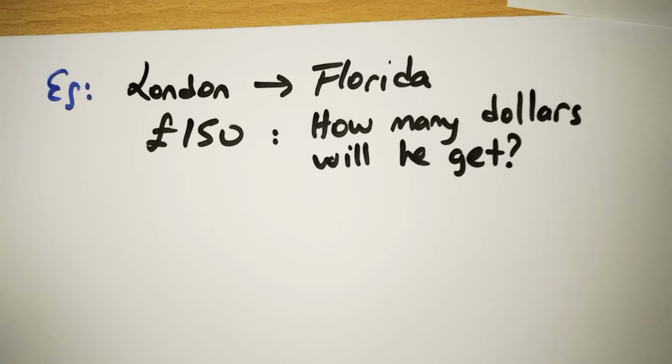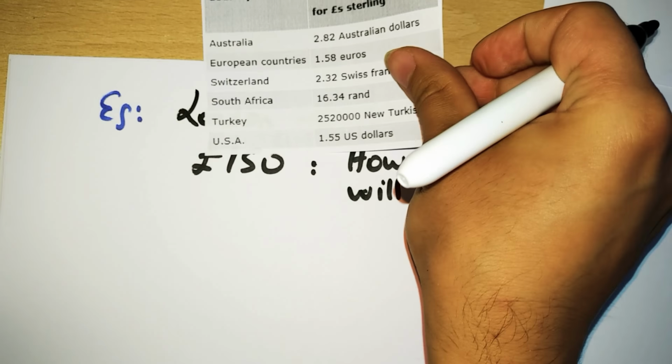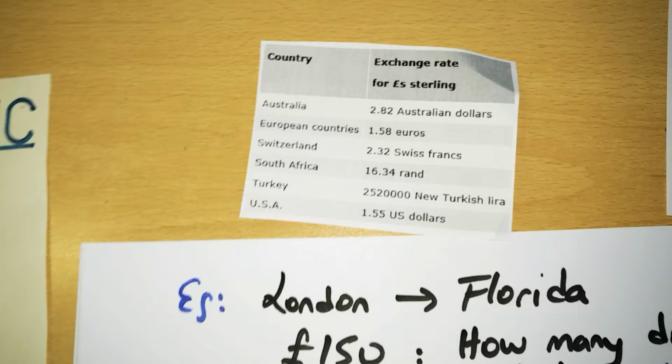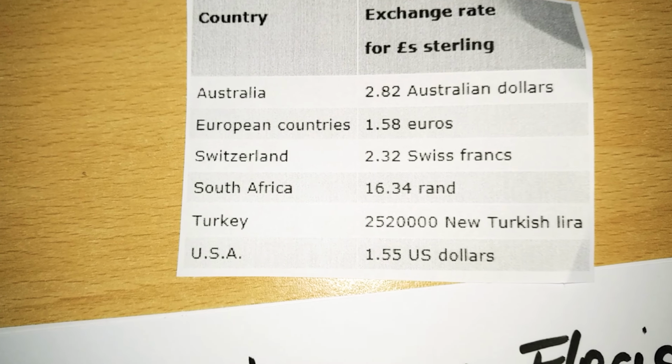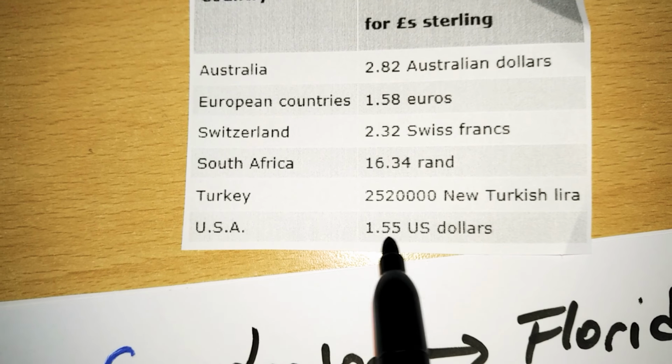So please, before watching my further answer, please try to do it yourself for a moment. Stop the video and do it for yourself for a moment. Remember, I have my currency table here. Now I'm going to Florida. So which currency do I need to check? United States dollars then. So 1.55.